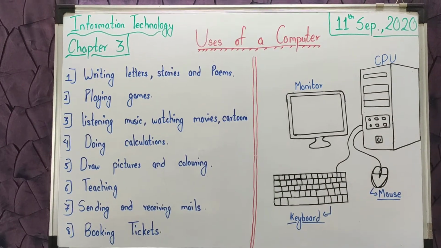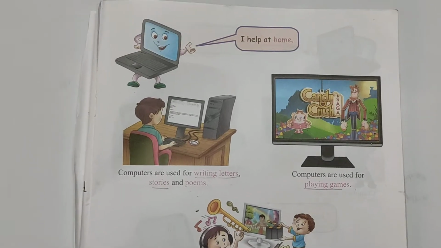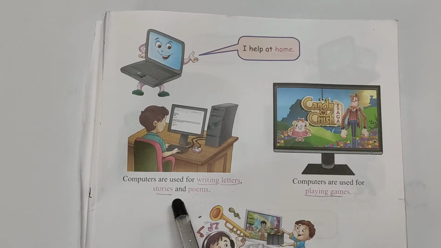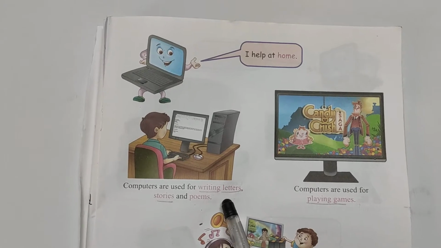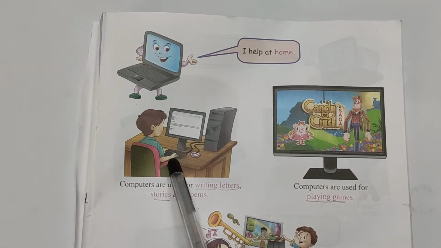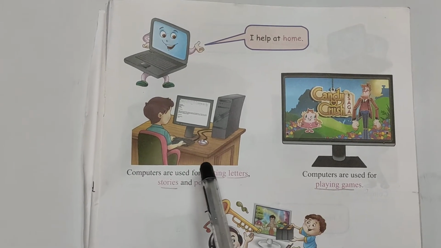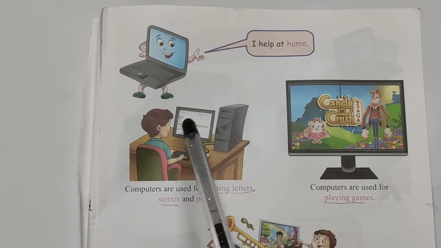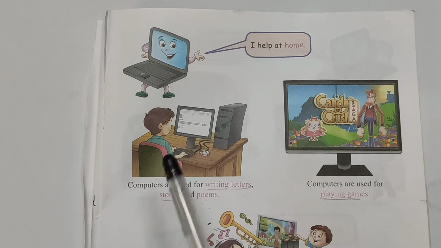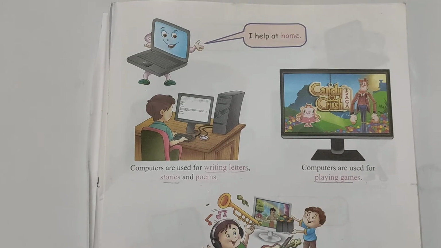So now please turn the page number 17. We are going to read uses of computer. Computers are used for writing letters, stories and poems, right? See, there is a boy who is typing on keyboard, right? And he's typing, it might be some letter or stories, it might be poems as well, right? So it can be those letters or stories or poems, it is being displayed on this monitor, right? So computer can be used for writing letters or stories or poems, right?